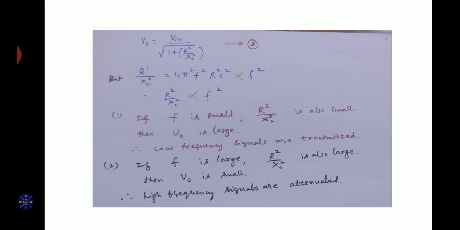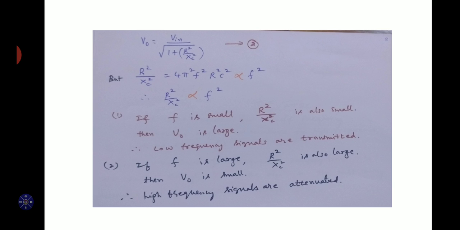So that is proper. Here frequency is proportional to F. So R square by Xc square is proportional to F square. The rest of the terms, 4 pi square R square C square, are constant. Therefore, R square by Xc square is proportional to F square. So in this case, we will discuss different cases, that is when F is small, F is large, and if Xc is equal to R.